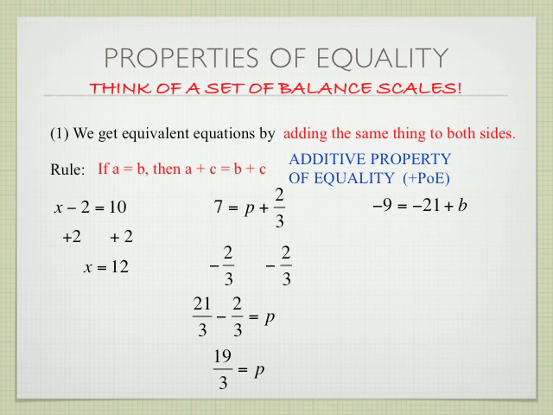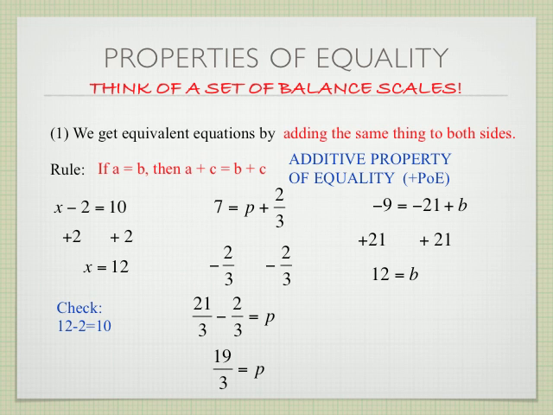If I have negative 9 equals negative 21 plus b, I want to get b by itself, but there's a negative 21 that's being added there. But if I add 21 to both sides, I get b equals 12, and that would be the solution to that equation. These are all simple equations. These are what's called solving an equation that can be solved in one step.